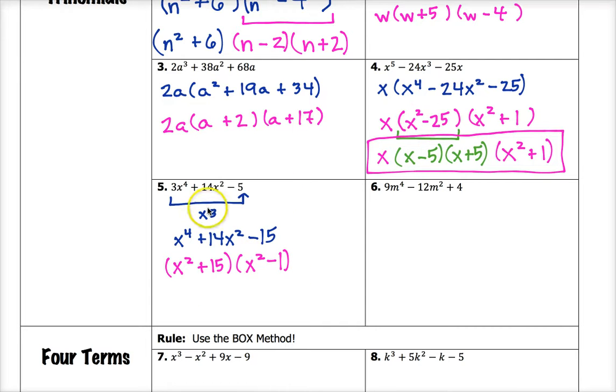But because we slid this 3 over, now we have to divide both 15 and 1 by 3. So that gives us x squared plus 5 times the quantity x squared minus 1/3, and so we can rewrite that as 3x squared minus 1 by sliding that 3 in front of the x squared. So now I have no differences or sums of squares, and this is factored completely.